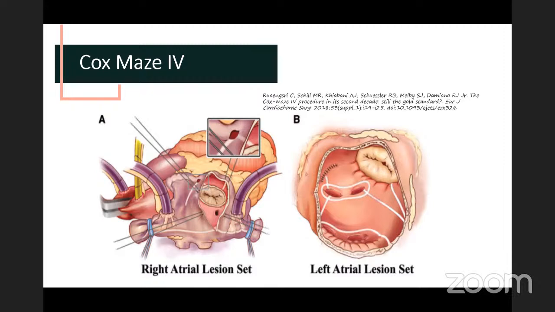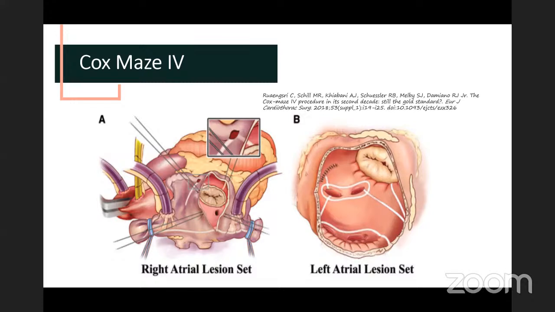You connect this lesion to the SVC and IVC with two different lesions, and then you connect this lesion to the coronary sinus and then to the tricuspid valve annulus, and then to the right atrial appendage or free wall.